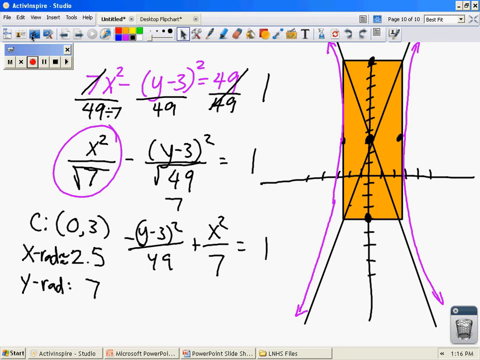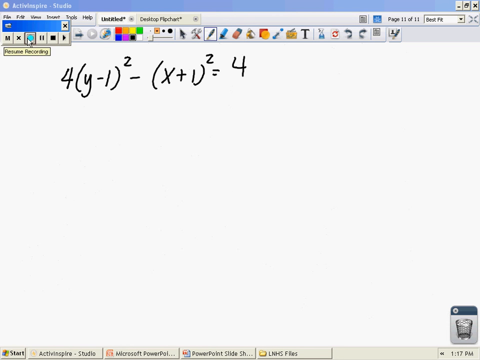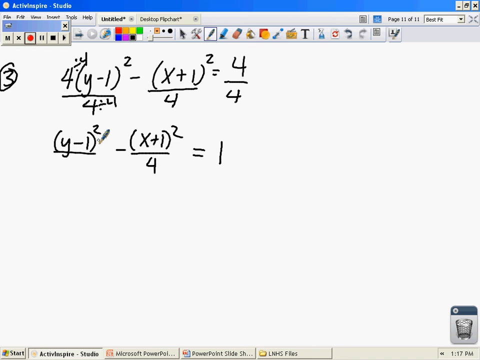All right, we'll do one more. Go ahead and write down number 3, please. Okay, so number 3, just like on the last one, we're going to start by dividing. And what we're left with then is 1 is equal to, 4 divided on the top and bottom leaves us with 1 there. So my center would be what?